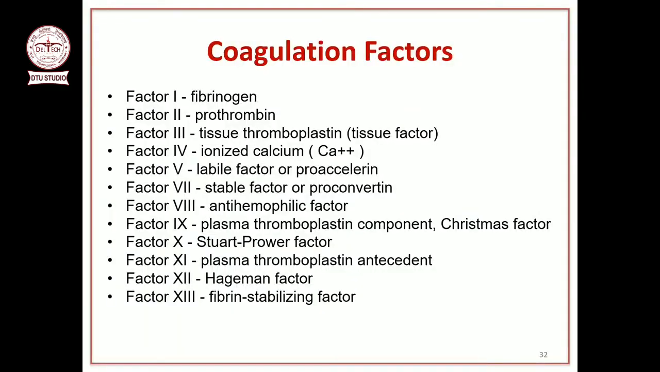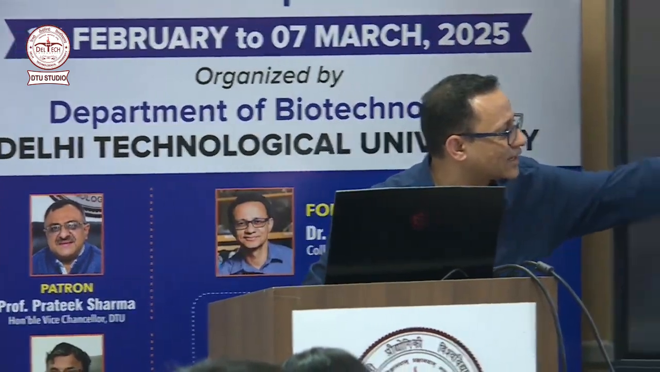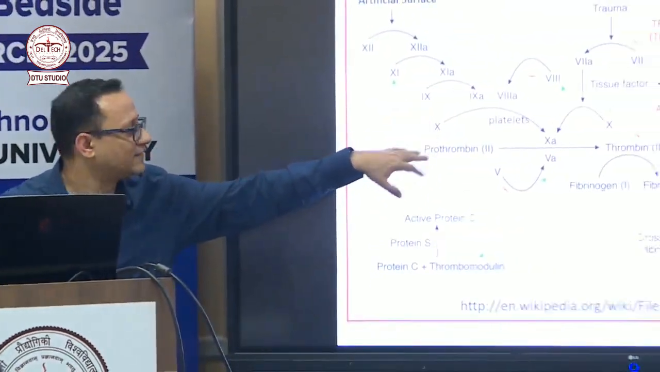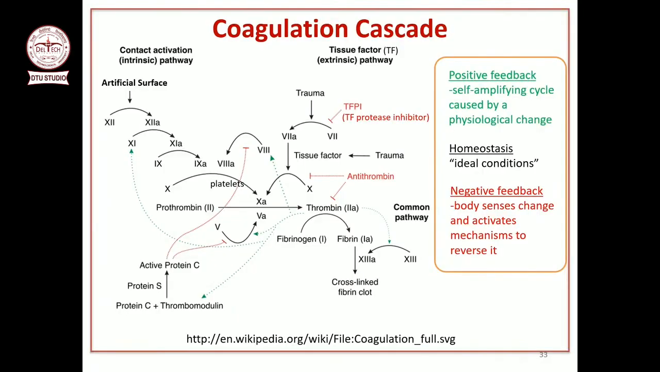Now, what's the role of calcium? You need calcium. Calcium helps in this clotting cascade, like factor 4 that we didn't talk about here. It helps these factors getting activated.